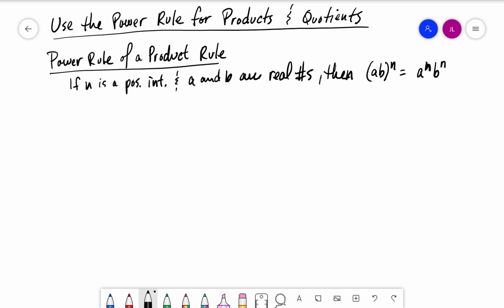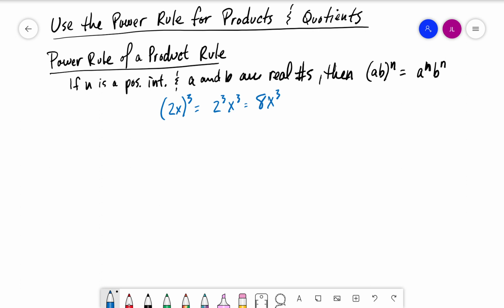So let's look at a couple examples here. Let's say we have something like 2x to the third. Again, this is saying 2 to the third times x to the third. But we know we can solve 2 to the third, which is 8. So we're looking at 8x cubed here.